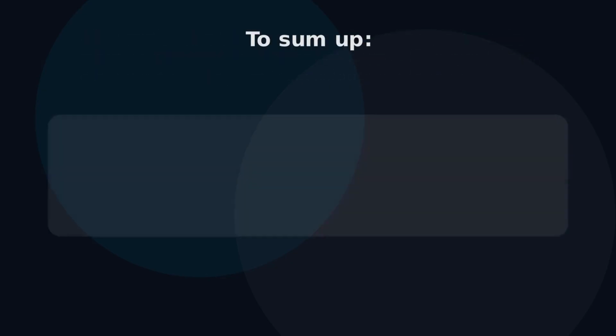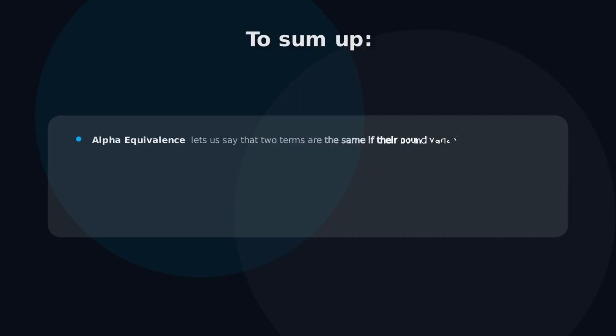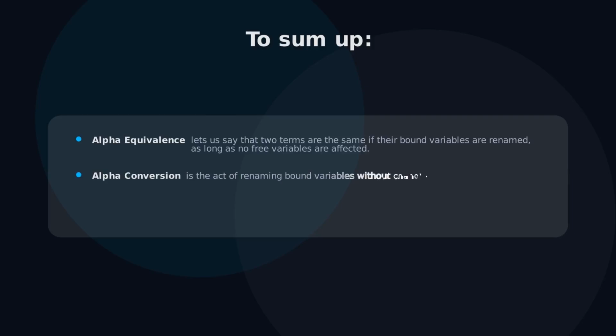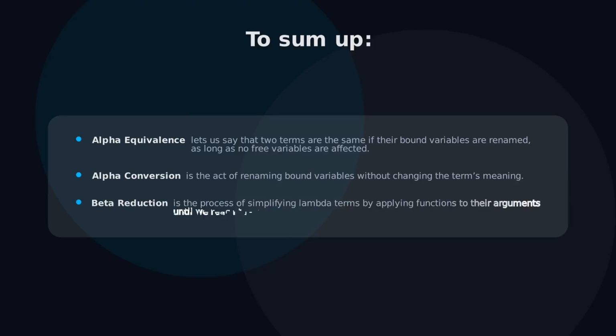Now, to sum up, we have seen alpha equivalence, which lets us say that two terms are the same if they differ only in how the bound variables are named, as long as no free variables are affected. Alpha conversion is the act of renaming bound variables without changing the term's meaning. And beta reduction is the process of simplifying lambda terms by applying functions to their arguments until we reach the simplest form, known as the normal form.